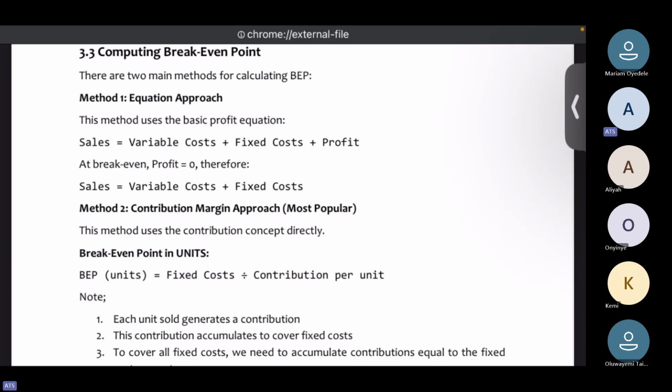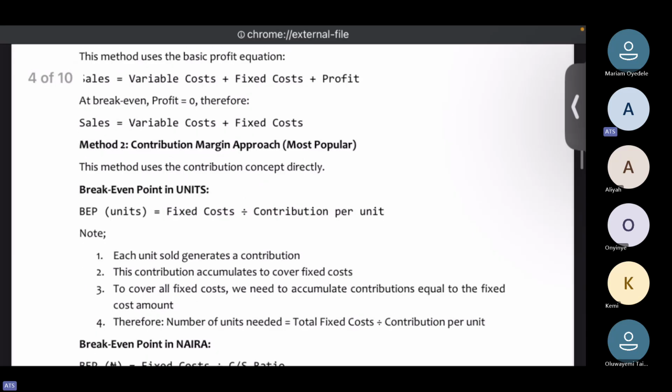So we call them BEP units and BEP sales. So there are two forms of BEP: BEP sales and BEP units. You should pay attention to this because the questions can come in any of those forms.